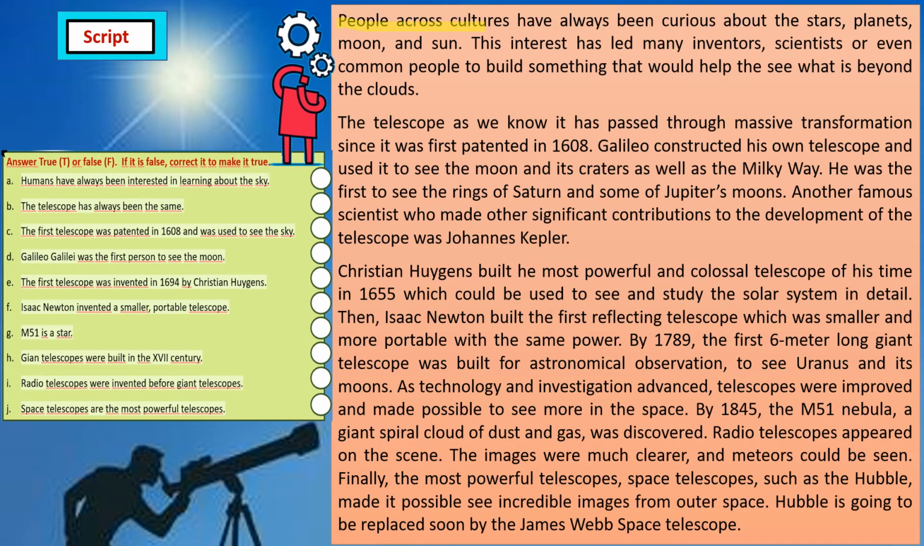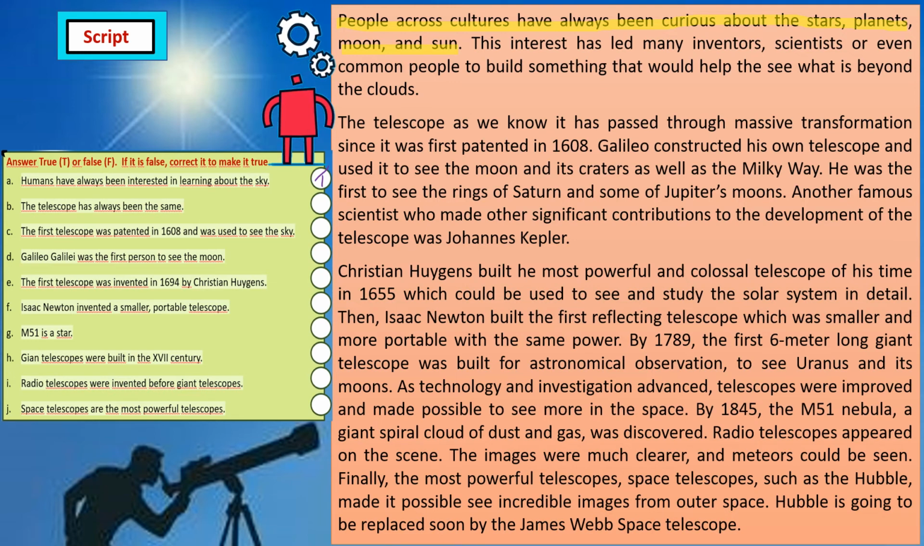So for letter A, let's see the reading. It says, people across cultures have always been curious about the stars, planets, moon, and sun. La gente, ¿verdad? A través de las culturas siempre han tenido curiosidad acerca de las estrellas, planetas, luna y el sol. ¿Es lo mismo? ¿Está relacionado con lo que dice la primera? ¿Que los seres humanos siempre han estado interesados en aprender acerca del cielo? Sí. Entonces, ¿qué es lo que va a suceder? Por este primer ejercicio, letter A, I'm going to write true, because it's true.